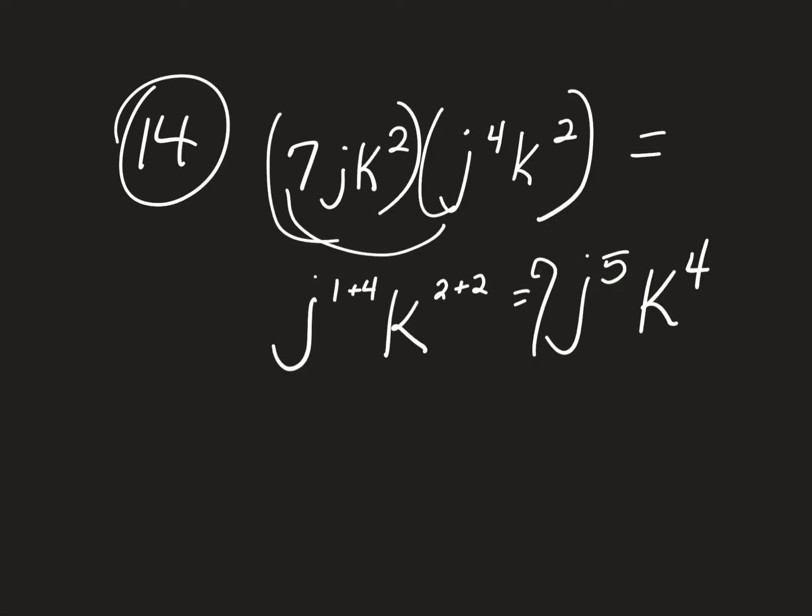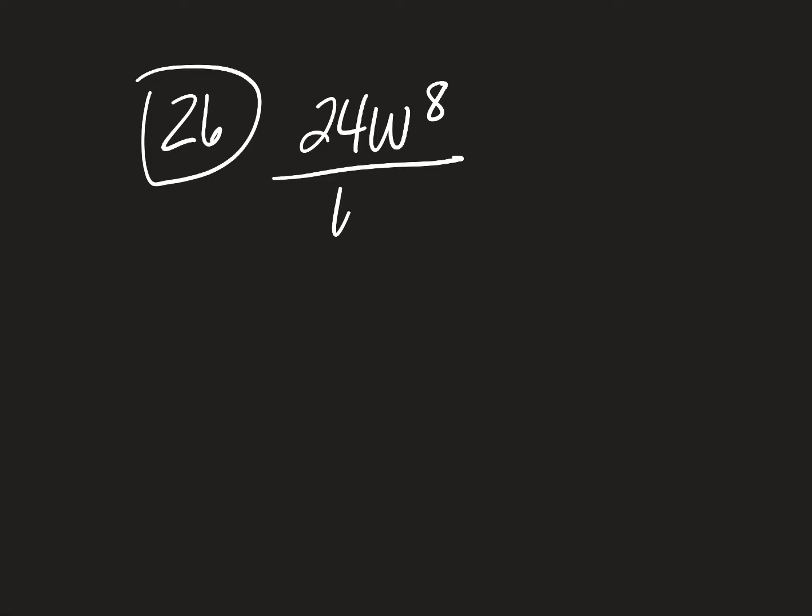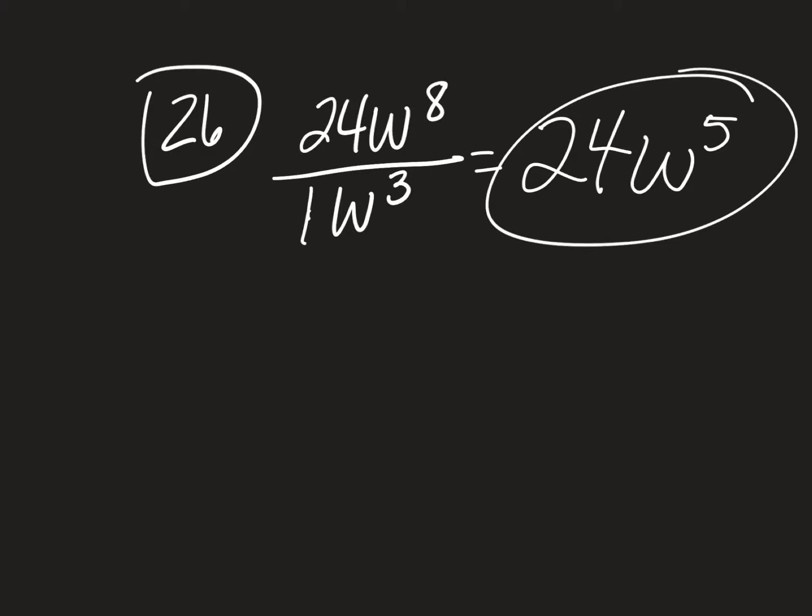Yes, Miles? Number 26. Let's look at number 26. All right, so we have 24w to the 8th divided by w to the 3rd. So technically, it's the same thing as saying you're dividing it. You have a 1 here. Okay, which makes it 24w to the 5th.